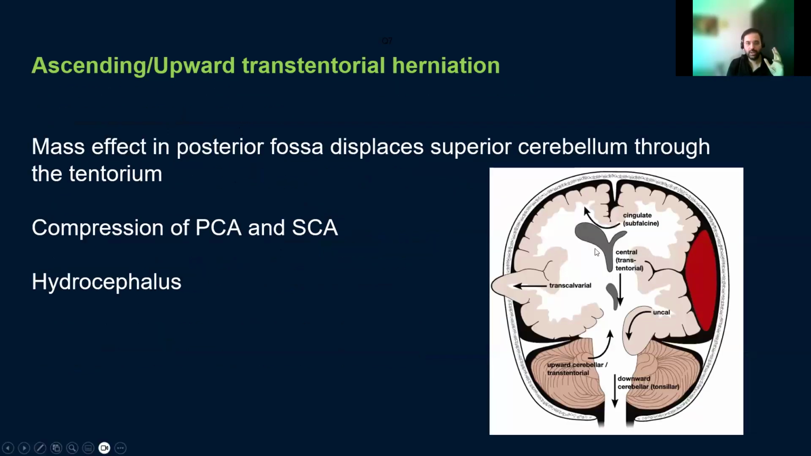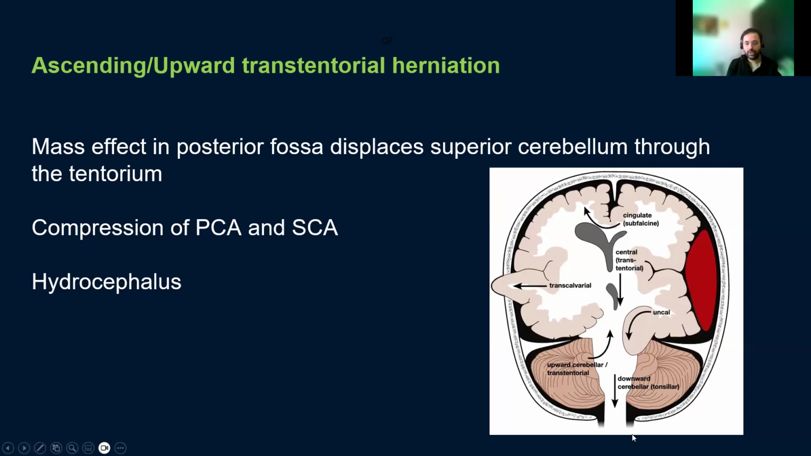Now the upward or the ascending type of transtentorial herniation is the same thing. Things are herniating through the tentorium, but now they are going from below up. So obviously there has to be some mass or something going on in the posterior fossa, which is then going to displace the cerebellum through the tentorium. And what's going to happen? The PCA and the SCA are going to get compressed. You might have potentially compression of the fourth ventricle, so that's going to cause hydrocephalus. So that's how you know it's an ascending or an upward transtentorial herniation. The most common cause is a posterior fossa mass.